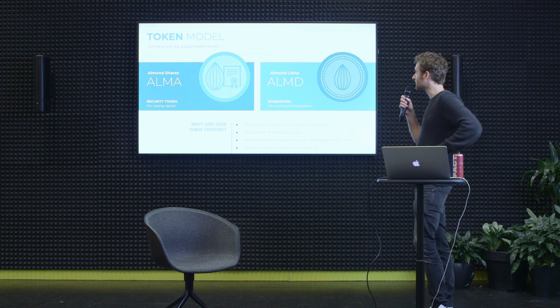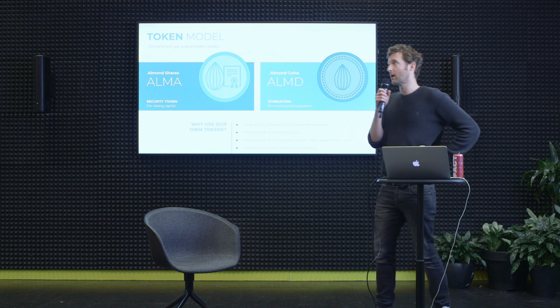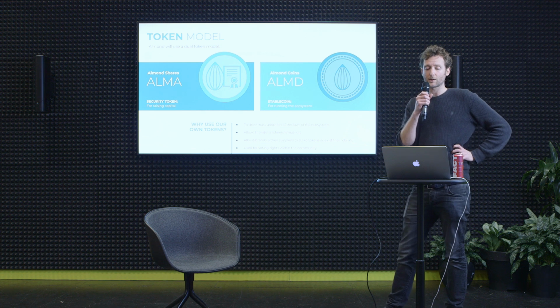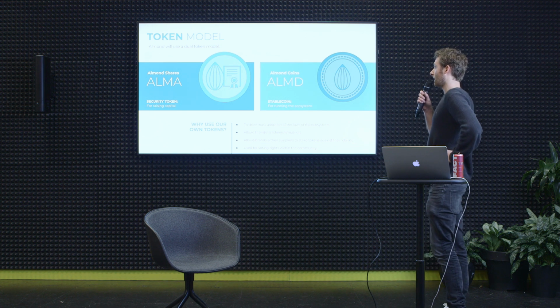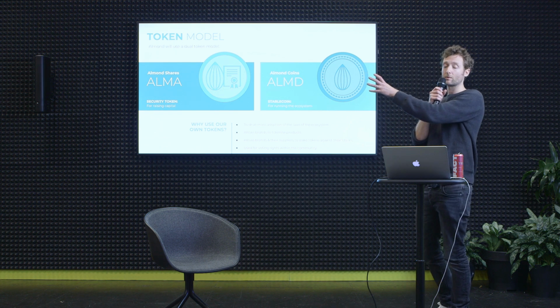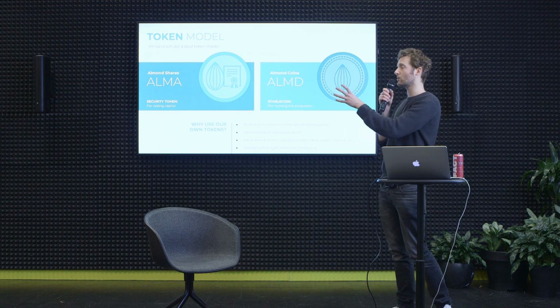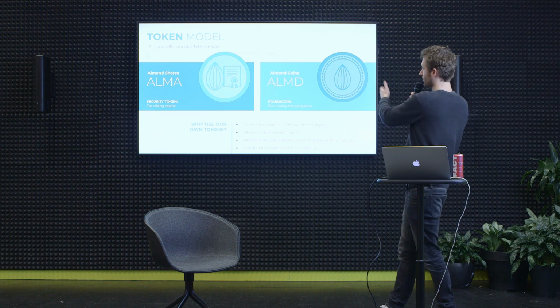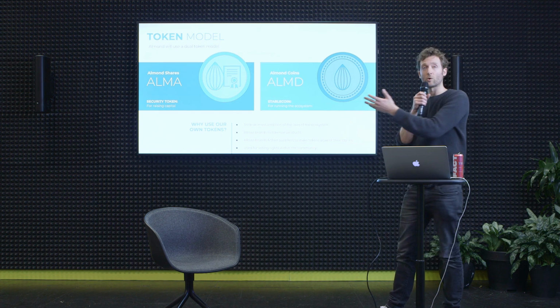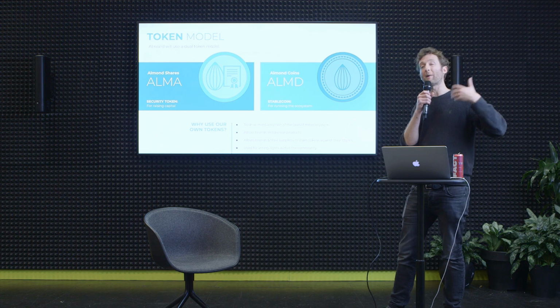So our token model has evolved over the last few months, and we've now got to this dual token model system, where we have a security token called Alma, which is linked to equity in our UK company. And then we have Armand coins, which is our stable coin, which will power the ecosystem.